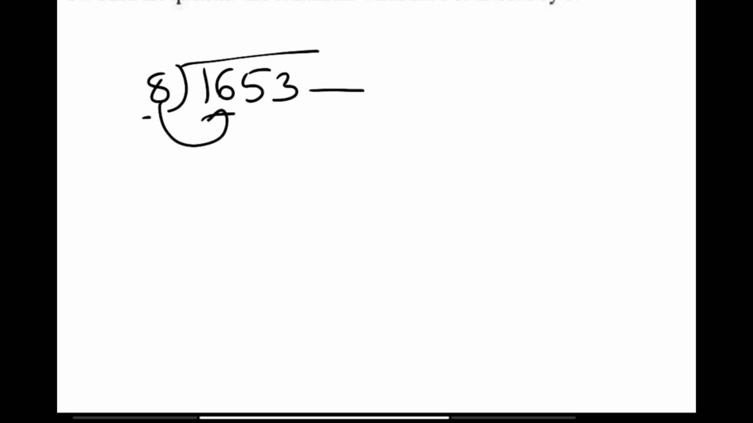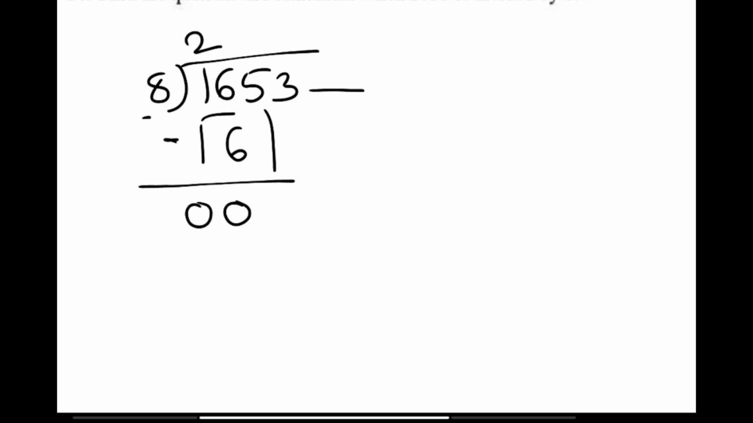So can we get the 16 in the 8 table? Yes, 8 ones are 8, 8 twos are 16. So we'll write here 8 twos are 16. So let's subtract it. So 6 minus 6, 0. 1 minus 1, 0. So bring down this next number.